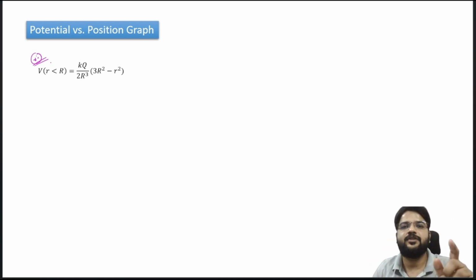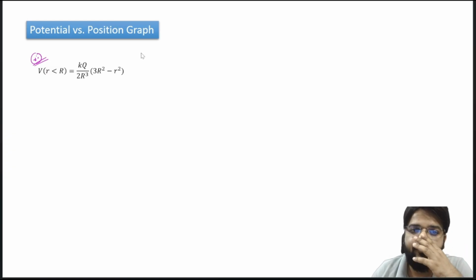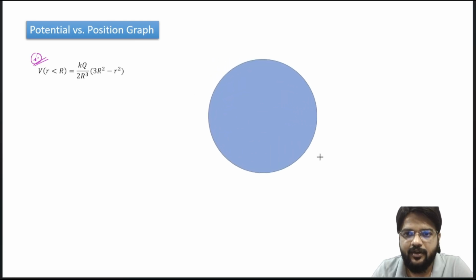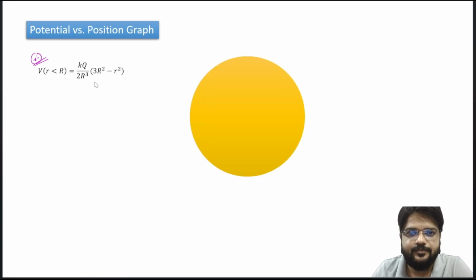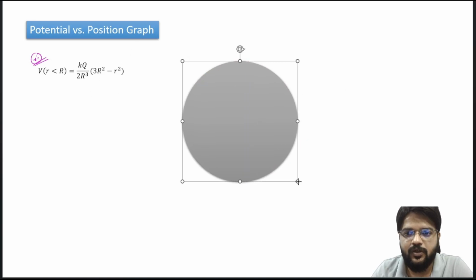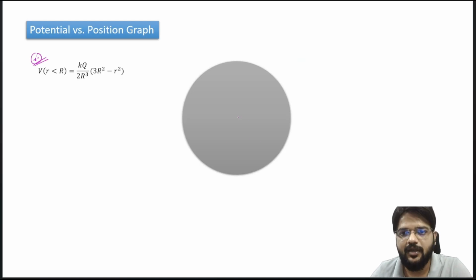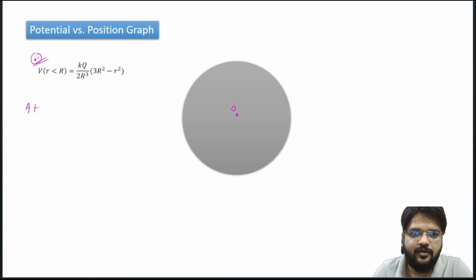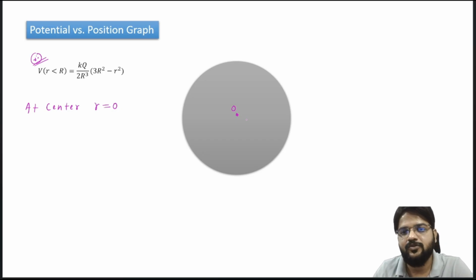Alright, so here we want the potential versus position graph. This thing we want. So let's see how we can plot it, everyone. Let's suppose this is a solid non-conducting sphere and this is the center, correct? If I want potential at the center, what we will get? So at the center, small r equal to what? It is 0 because the point is present at the center. That's why small r is 0, because small r is the distance between the point and the center.